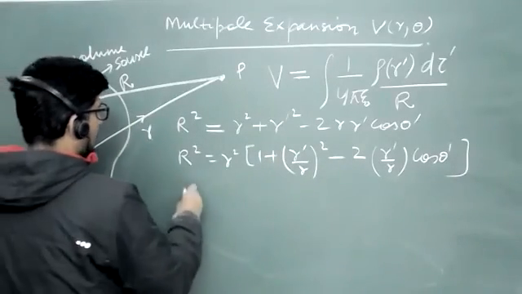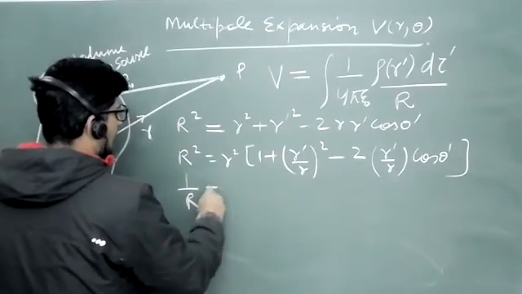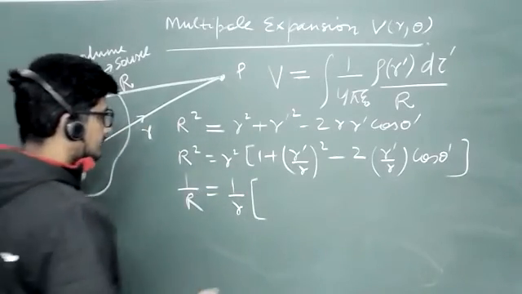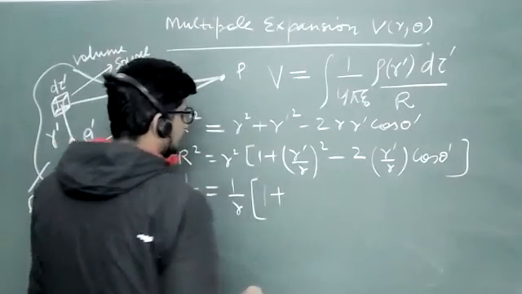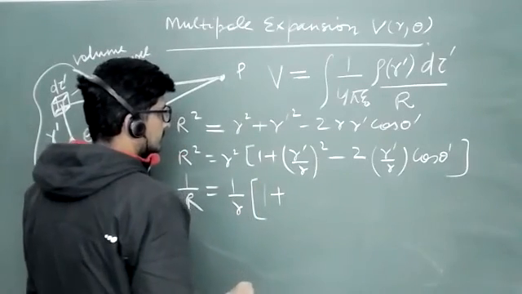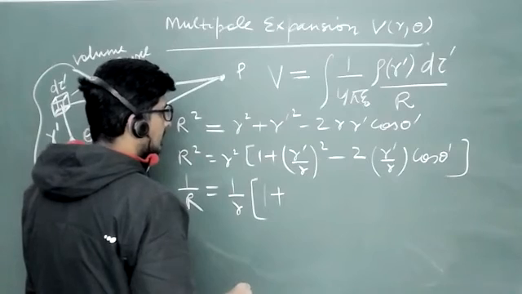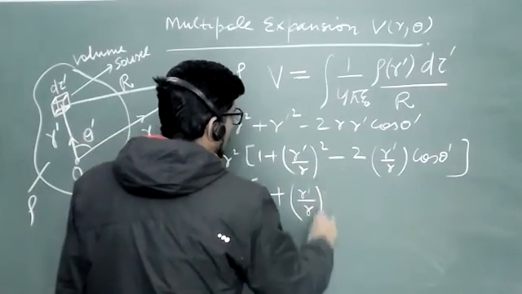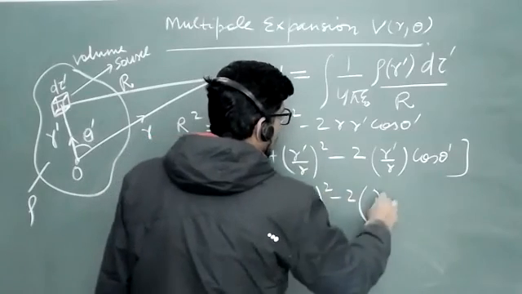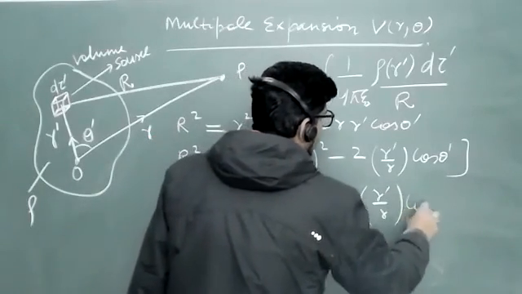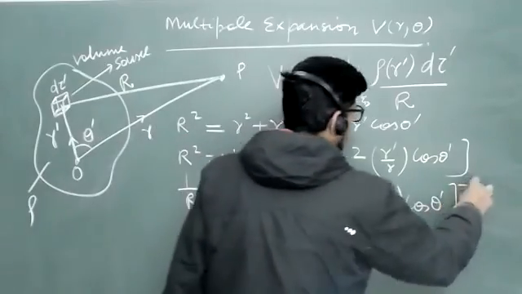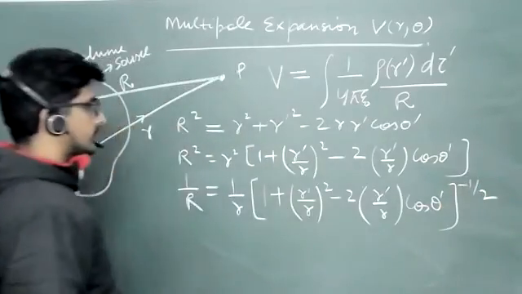And you want 1 by R. So what will it become? 1 by R will become 1 by R, and here 1 plus R dash by R whole square minus 2 R dash by R cos of theta dash, to the power minus 1/2. Is this okay, sir?